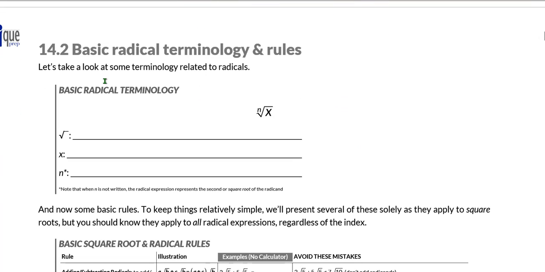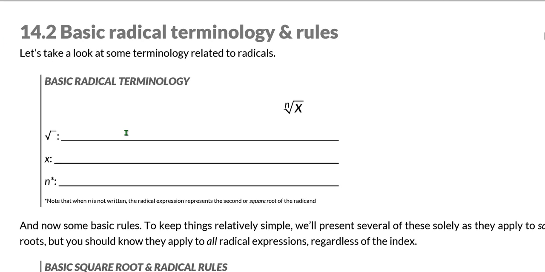At the top of the next page, we have some basic radical terminology and rules, just like we did for exponents. So let's talk about a term like the nth root of x. The root symbol is known as the root symbol, or more formally perhaps the radical symbol. The x, which is the item underneath the square root symbol, is known as the radicand, and the n is the root or the index.